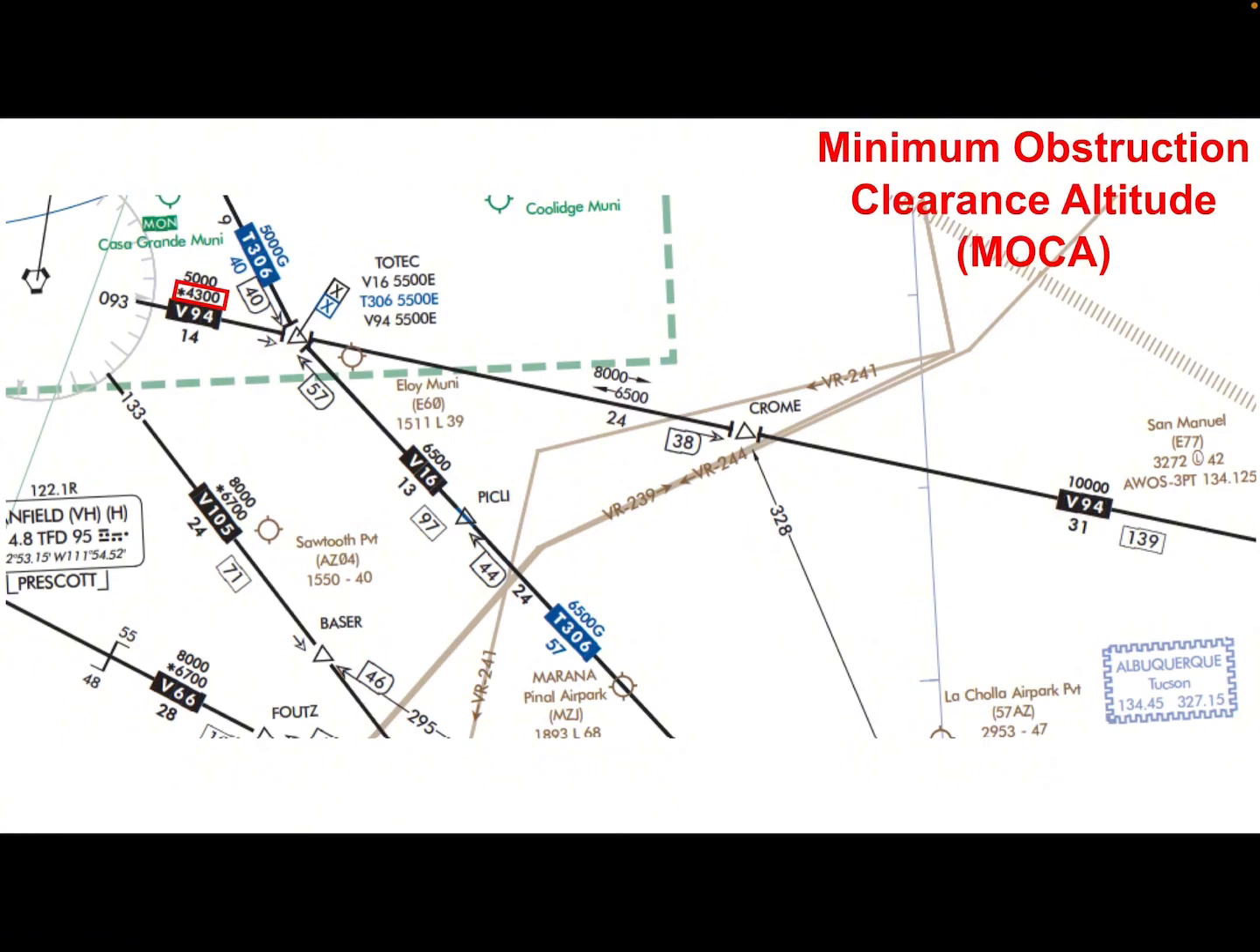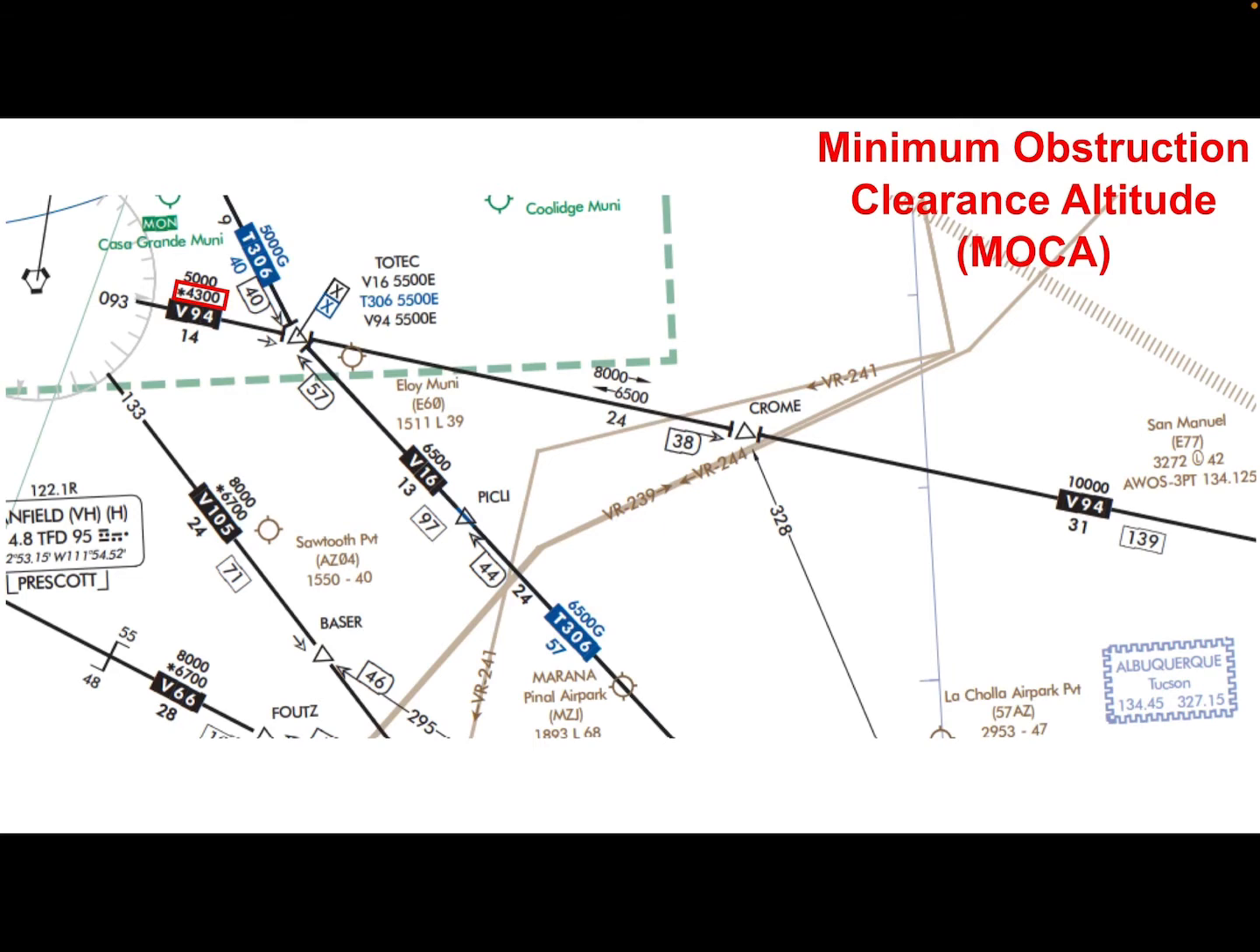Unlike the MEA, the MOCA does not ensure VOR signal coverage along the entire route. The MOCA only guarantees VOR coverage for up to 22 miles from the nearest VOR on the route. So if you want to use VORs for navigation on a route, then you will want to fly at the MEA rather than the MOCA. The MEA is slightly higher and allows you to get your VOR signal along the entire route.